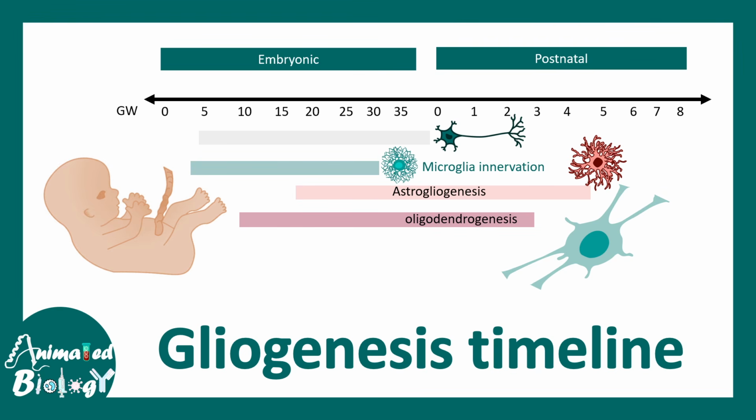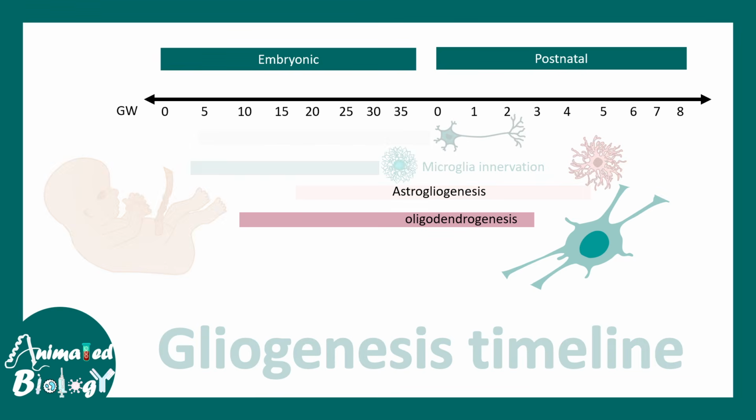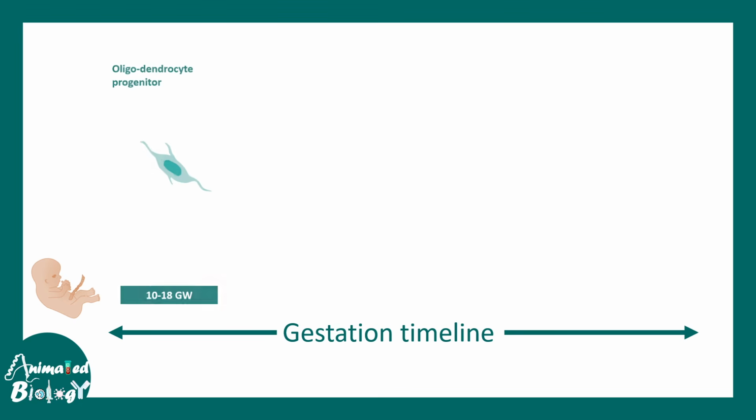Now let's talk about a quick embryonic timeline where we can see gliogenesis is happening. When it comes to oligodendrocytes, oligodendrocyte genesis is happening somewhere at embryonic week 10 to the postnatal period. Now, the gestational timeline has differences because oligodendrocytes are not born in a mature state.